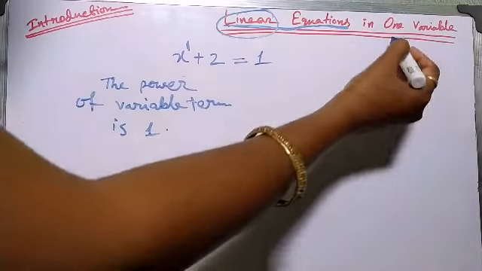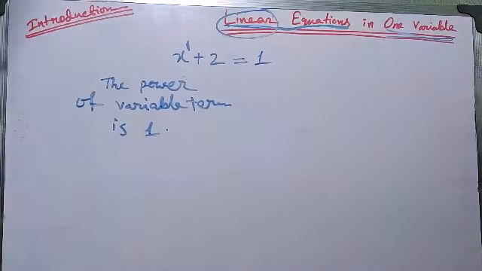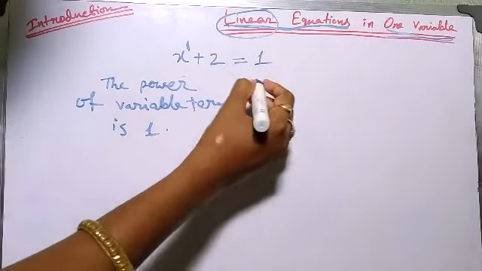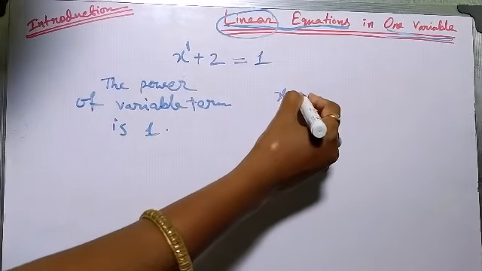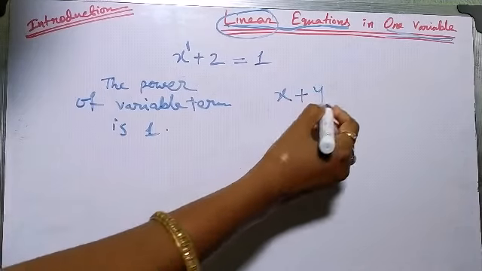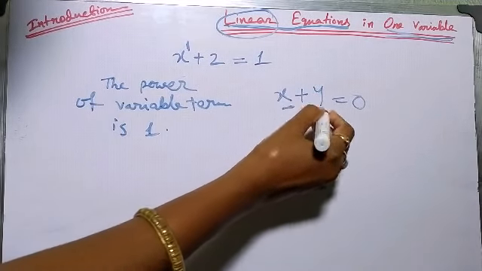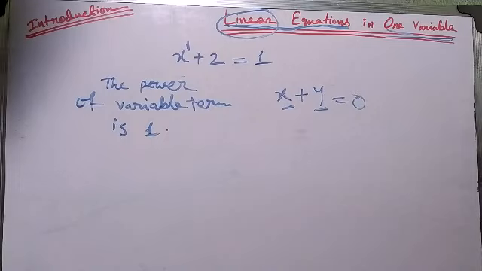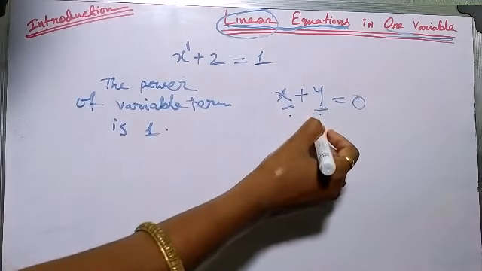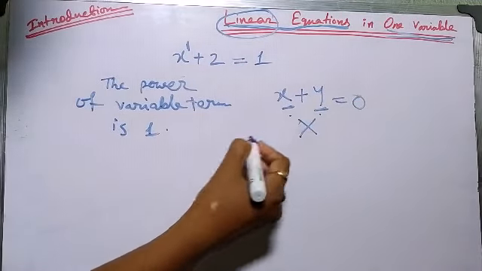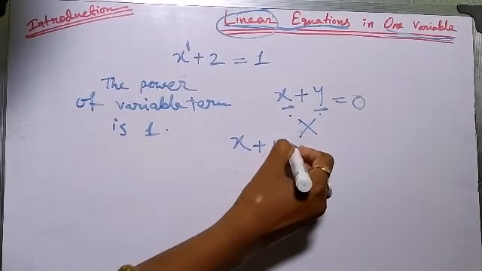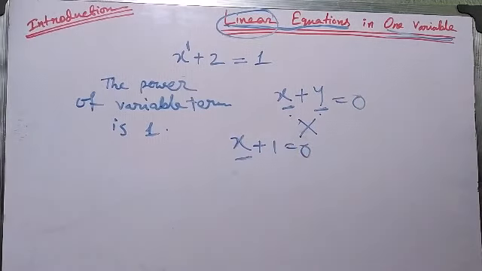Now here is given one variable. One variable means in the equation the variable term will be one. For x plus y equal to 0, here two variable terms are used. Here is x, here is y. So this is not one variable. When we write x plus 1 equal to 0, then only one variable term is here. So we can say that is one variable, linear equation in one variable.